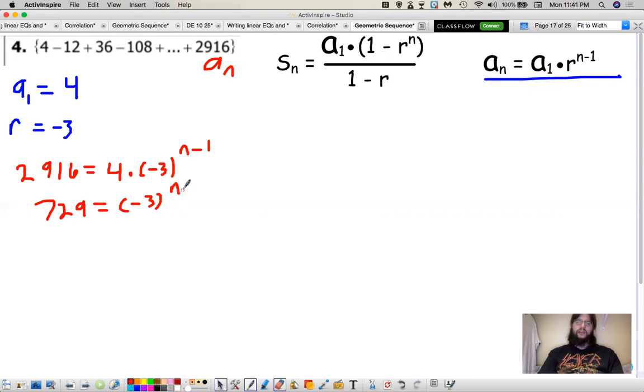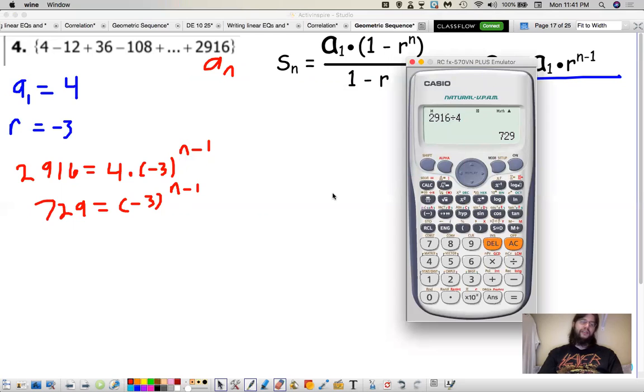Now, here's a trick. I know it's got to be an even power because this guy's positive. So I'm not going to bother with things like 3 and 5. I'm going to go straight to 6. Yeah, I got it right the first try. But if you didn't, you could try like 4. Nah, that's too small. You could try like 8. Nah, that's too big. 6 is the winner chicken dinner.